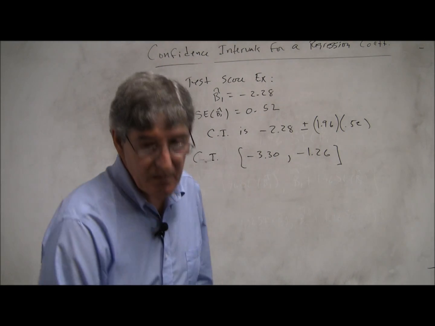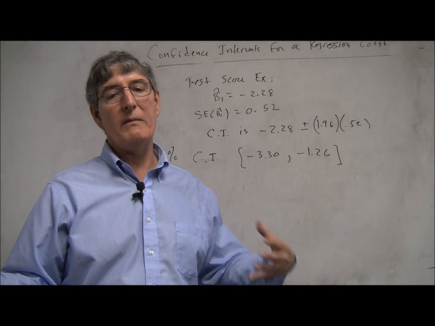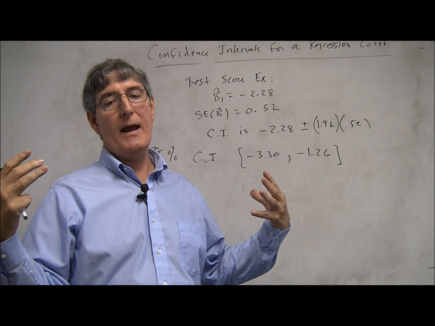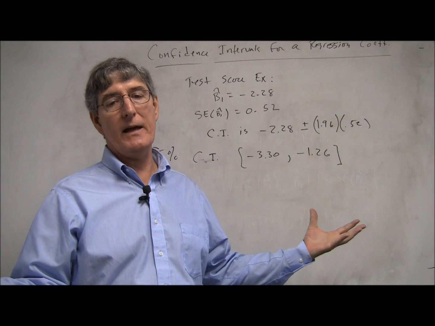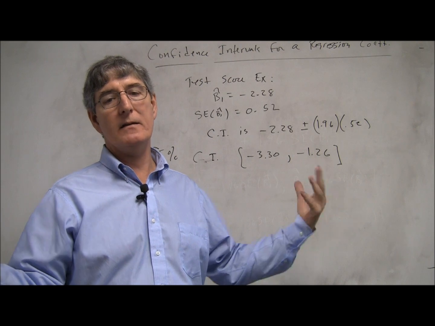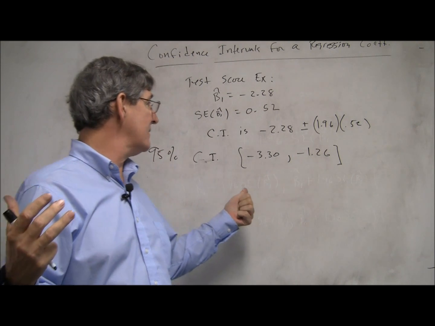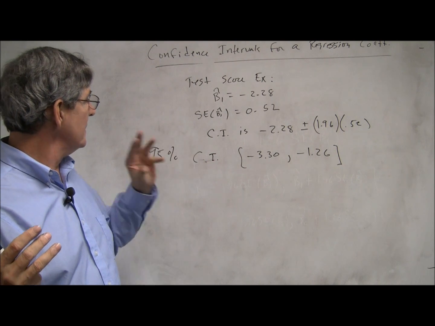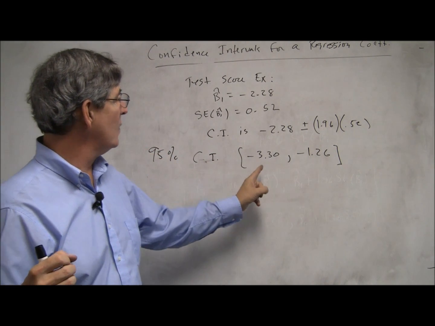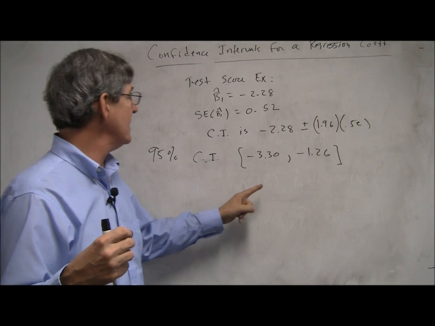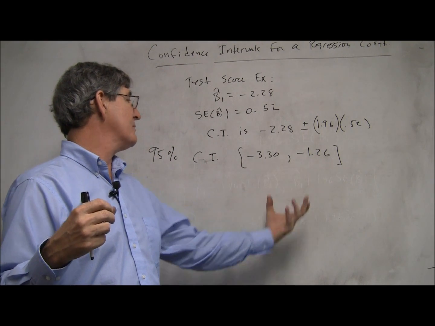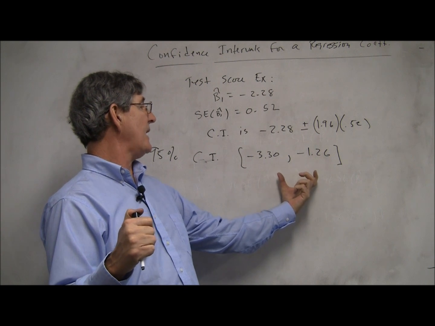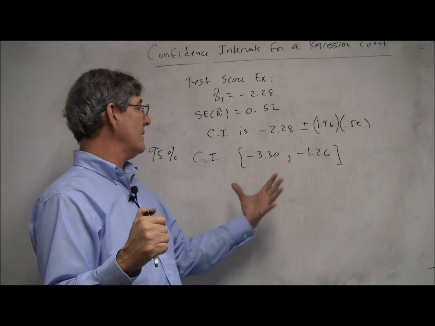So 95% of the time, if we draw a sample and calculate beta 1 hat, find its standard error, and find this interval, the actual true population value of beta 1 will be in this range. So that's the 95% confidence interval, or a reasonable range that you could expect beta 1 to be within.